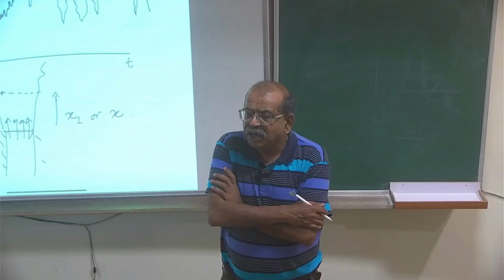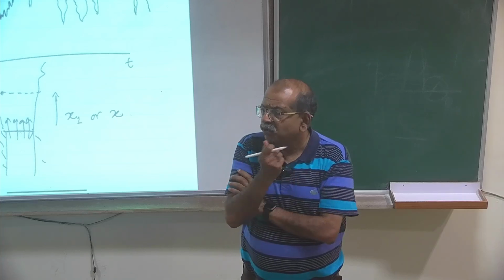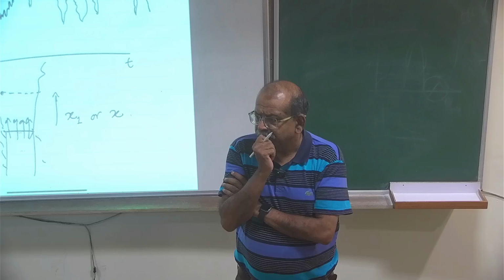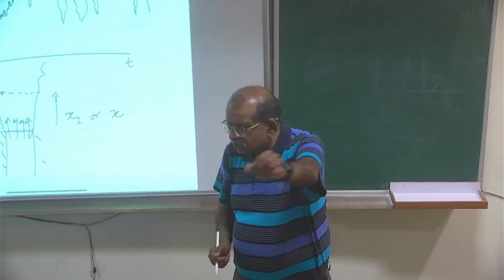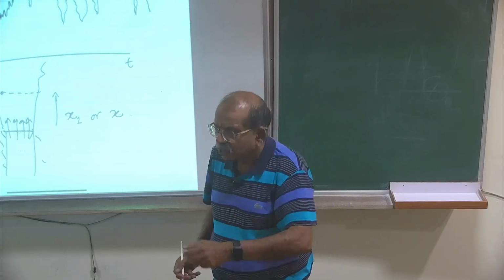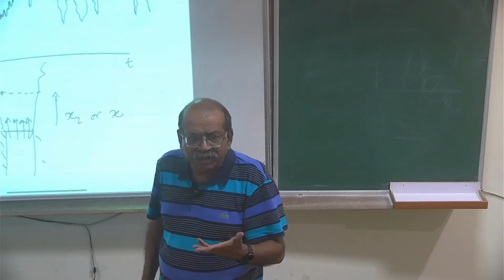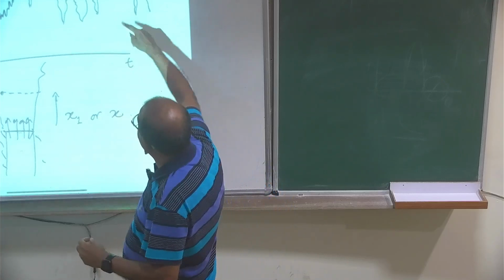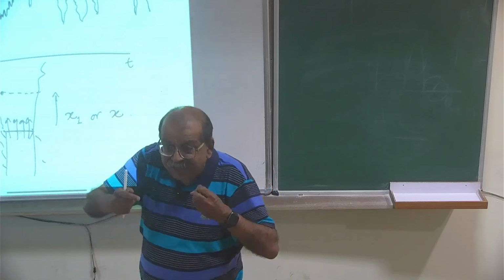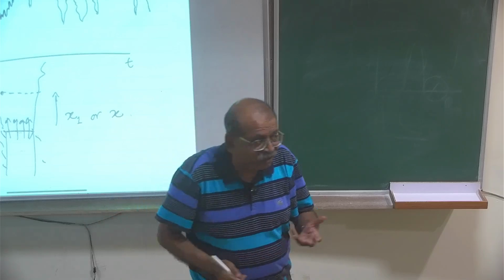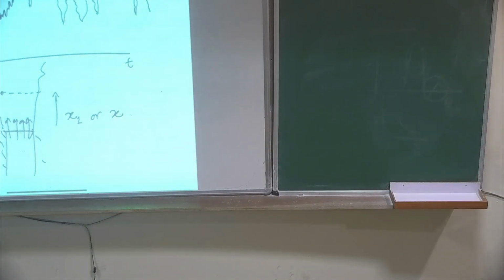What will happen in a laminar flow? How will this velocity look like? It will be just a straight line, because at any one point the velocity will not change with time in a laminar flow. In a turbulent flow, you find these random fluctuating variations.